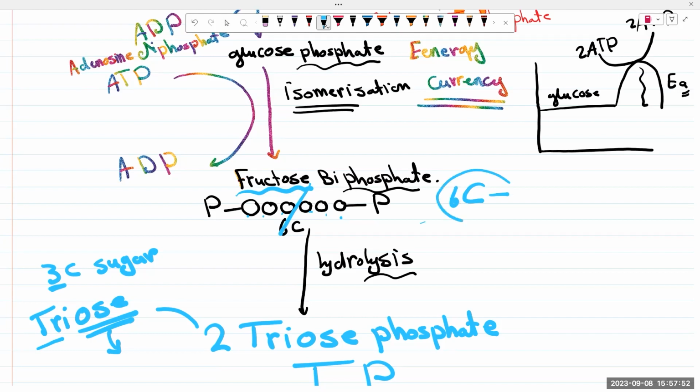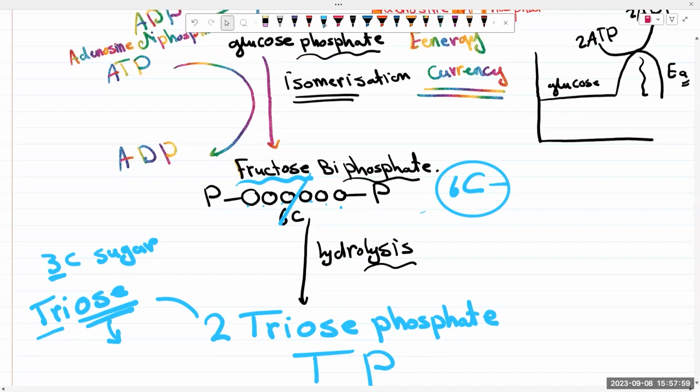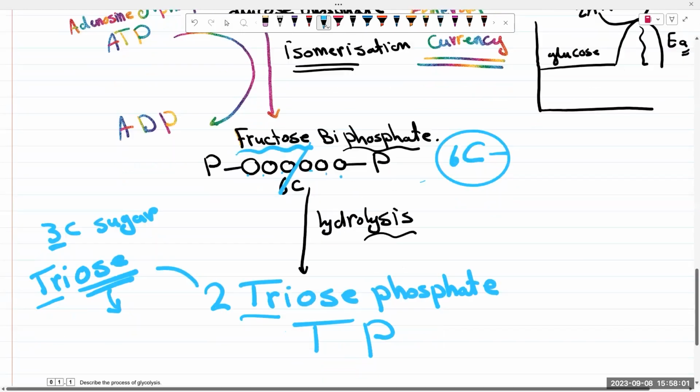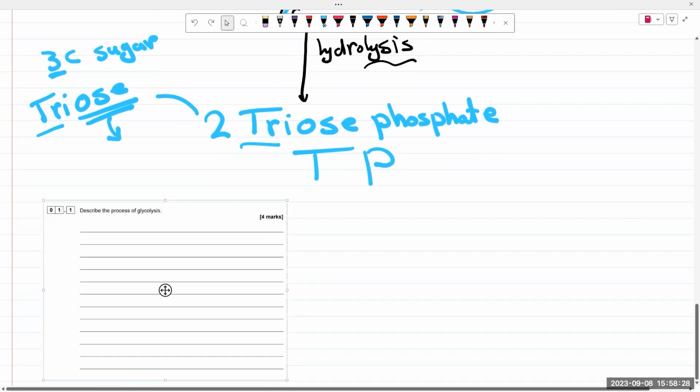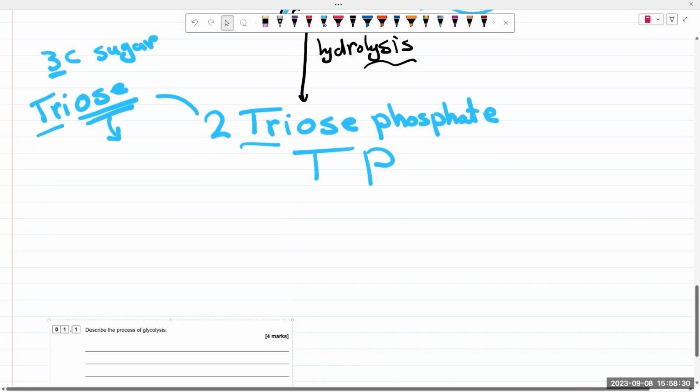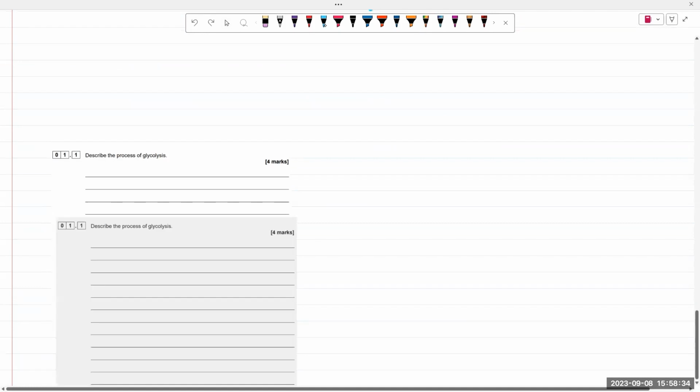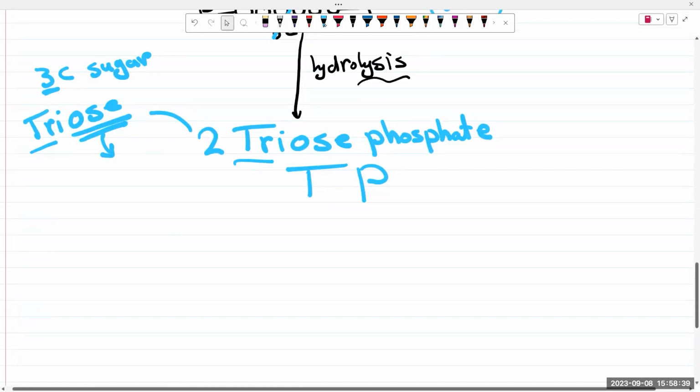So divide this 6 carbon into 2. It will give me 2 molecules, each one has 3 carbons. That's why it's called triose phosphate. You got it now? Is it clear? Is it fine now? Shall I go to the next part? Okay, fine. Now what do I have? I have triose, which is a sugar with 3 carbons, bonded to a phosphate group. Is it clear? What is the next reaction?